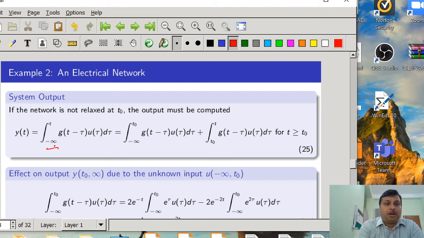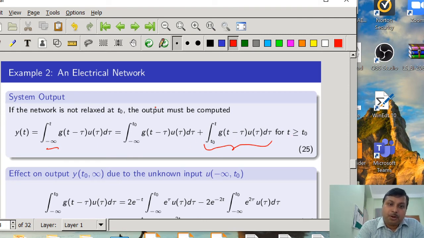And in a similar way to what we have done for the mechanical system, we can decompose this limit of the integration in two parts. How? Now it is minus infinity to t0 and t0 to t. We are not bothered about this part because it is known to us. If we know the transfer function and the input, then it is very easy to compute.